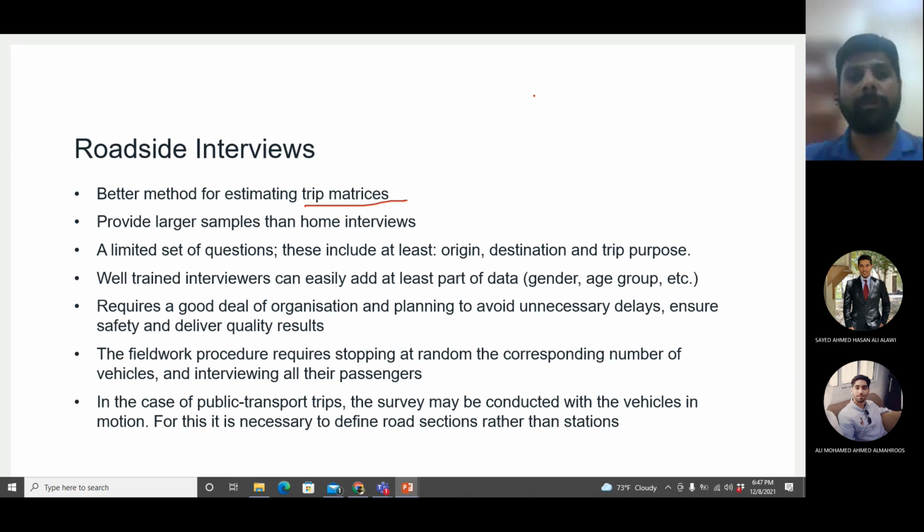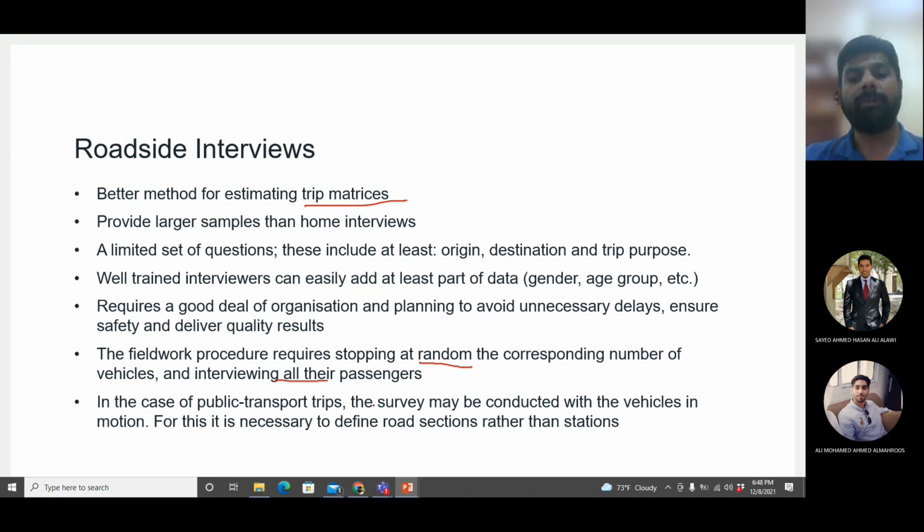So you are stopping people randomly. Most important thing here, randomly, not people who are looking friendly to you. Randomly, anyone. Maybe he's angry, but still you have to stop them. Randomly select the corresponding number of vehicles, the number of vehicles you have decided. I will interview all their passengers, all of them. So 3 passengers, you interview all 3 of them.